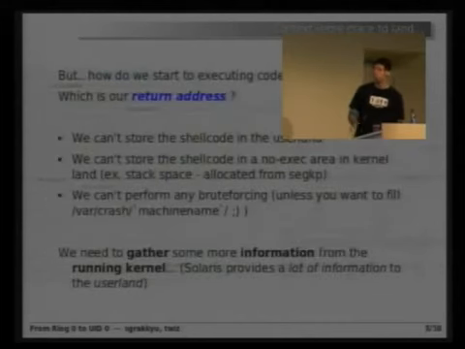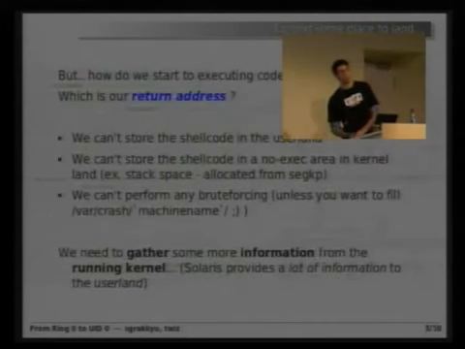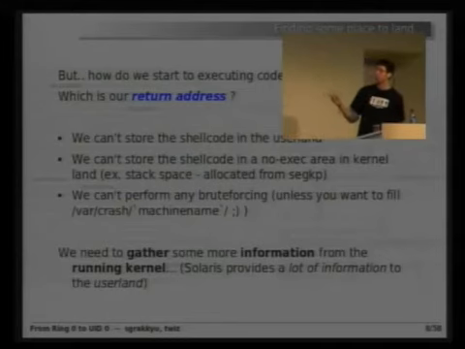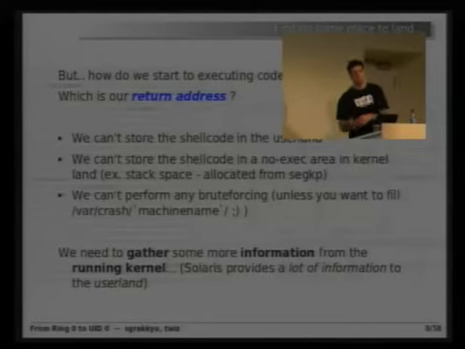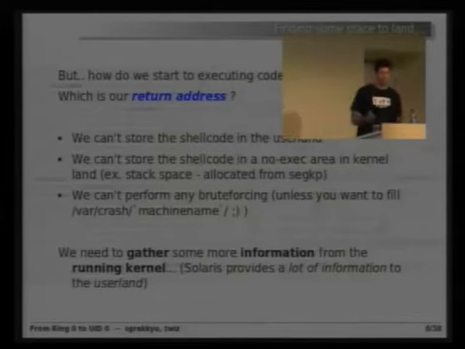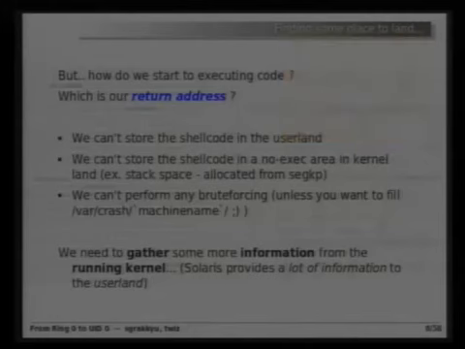But we have a problem. How do we start executing that? Or talking in an exploiting way, which is our return address. Of course, we can't store the shellcode in user land, as happens usually on x86 architectures. And we can't use a no-access area. For example, the kernel stack each process has is allocated from the segkp. It's just a segment which gives you memory. And this memory is marked as non-executable, so you can't store a shellcode in the stack and reference it. And of course, we can't brute force in the kernel, or it's just a reboot.